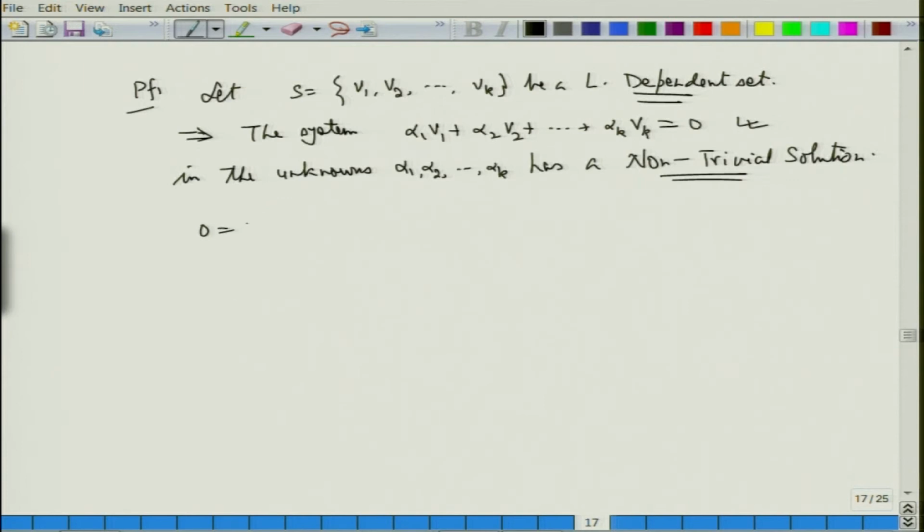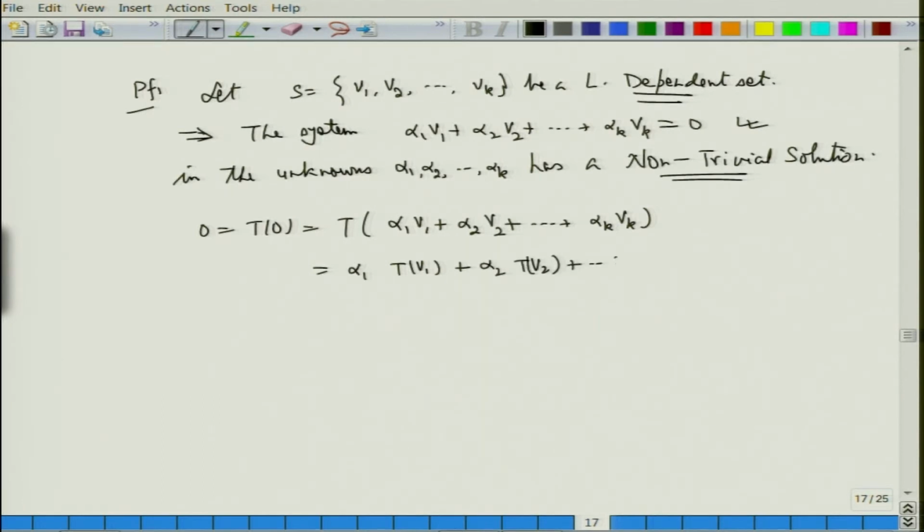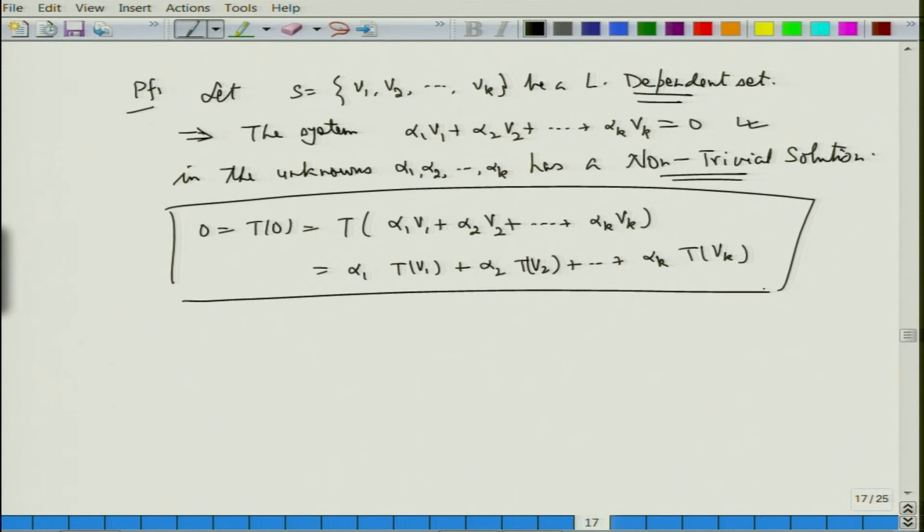Now since this has a non-trivial solution, just apply T to it on both sides. So I will get 0 is equal to T of 0. Every 0 vector is sent to the 0 vector itself under any linear transformation, which is the same as T of alpha 1 V1 plus alpha 2 V2 plus alpha k Vk, and by linearity I can write it as alpha 1 times T of V1 plus alpha 2 times T of V2 plus alpha k times T of Vk, all right. So, I am looking at this part now. What we know is that there is a non-trivial solution. The same non-trivial solution here gives you 0, all right.